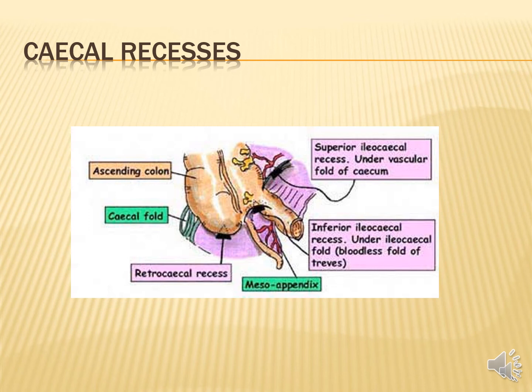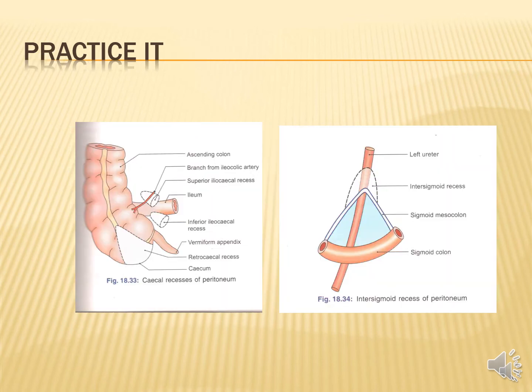So these are the cecal recesses in a nutshell. Here we can see superior ileocecal recess under the vascular fold, inferior ileocecal recess under the bloodless fold of Treves, and retrocecal recess. Kindly practice this diagram.